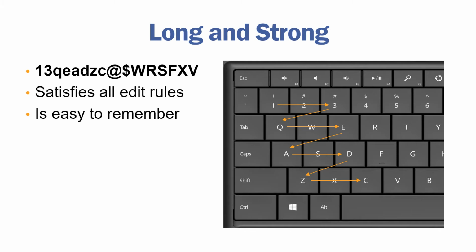There is no pattern. So when your password relies on a pattern on a keyboard, it can basically be prone to be stolen or to be found. If you look at this, this is a pattern: 1 3 QEADZC, and then after this C, all the characters after each key are entered: at sign, dollar sign, W, R, S, F, X, and V.